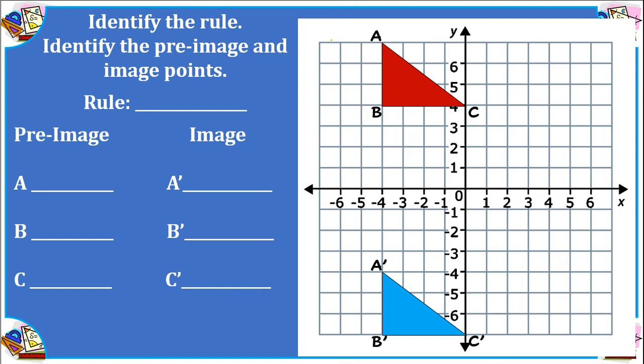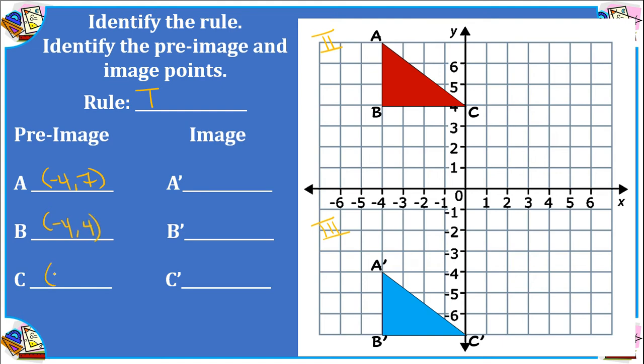So we are starting out in quadrant 2, negative positives, and we end in quadrant 3, all negatives. We're going to write the rule. A is -4, 7. B is -4, 4.